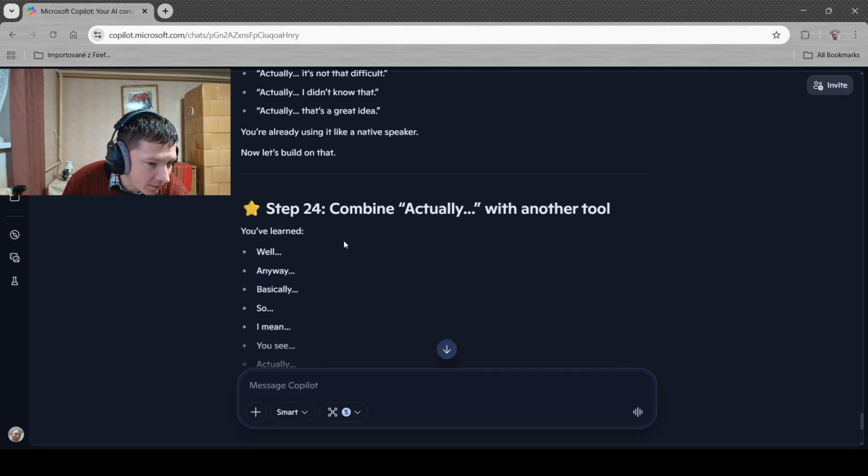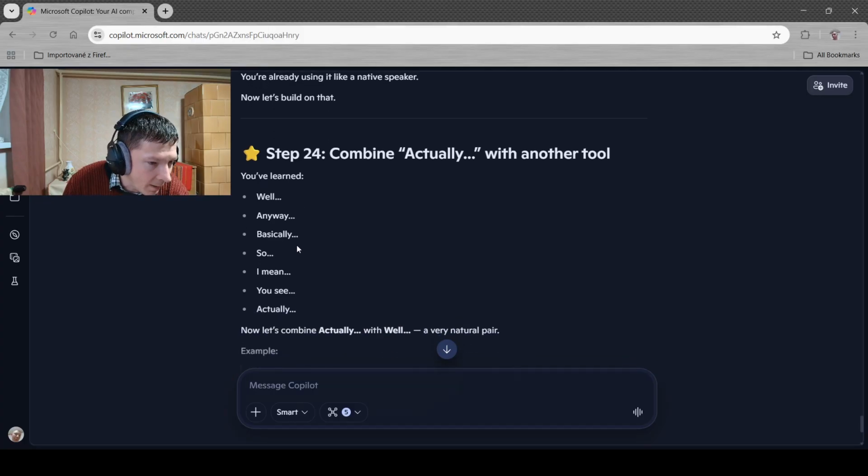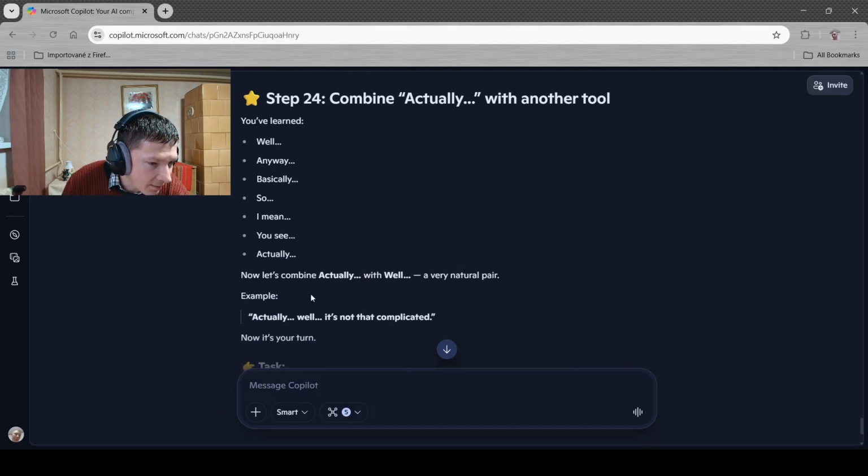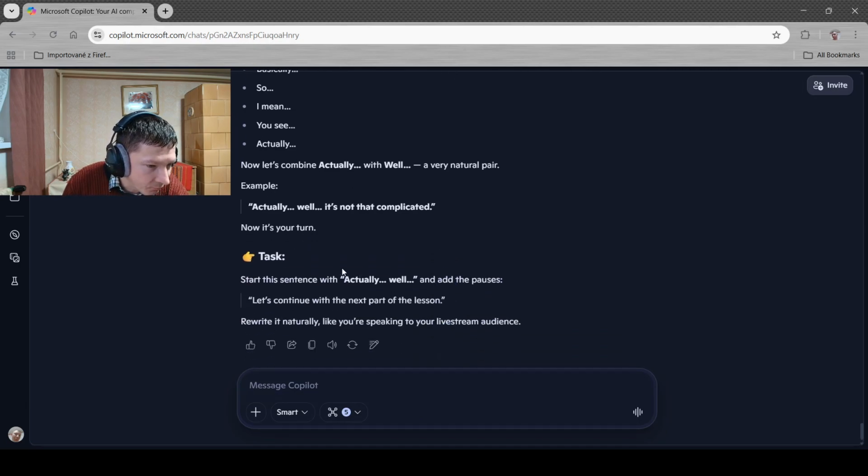Now let's build on that. Step 24. Combine actually with another tool you've learned: well, anyway, basically, so, I mean, you see, actually. Now let's combine actually with well, a very natural pair.